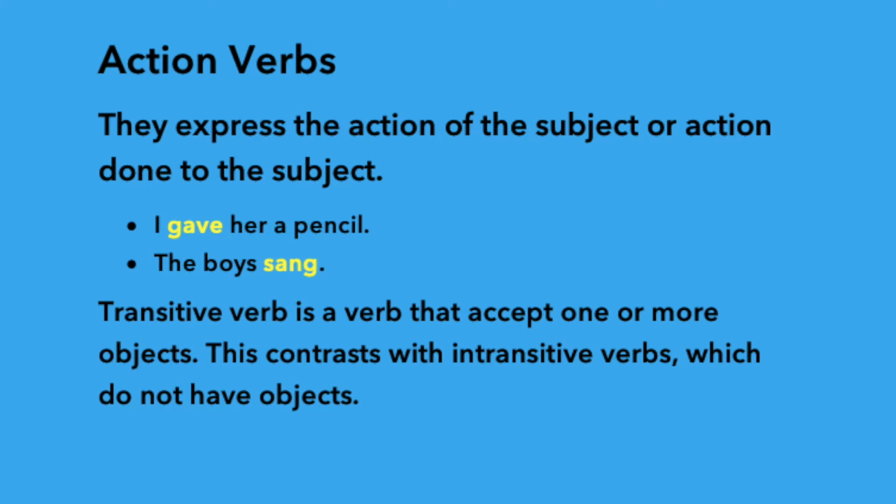In the second sentence, the verb sang doesn't require an object to make complete sense. The boys sang. It's a completed sentence. Such verbs are called intransitive verbs. Can you write some more examples for transitive and intransitive verbs?